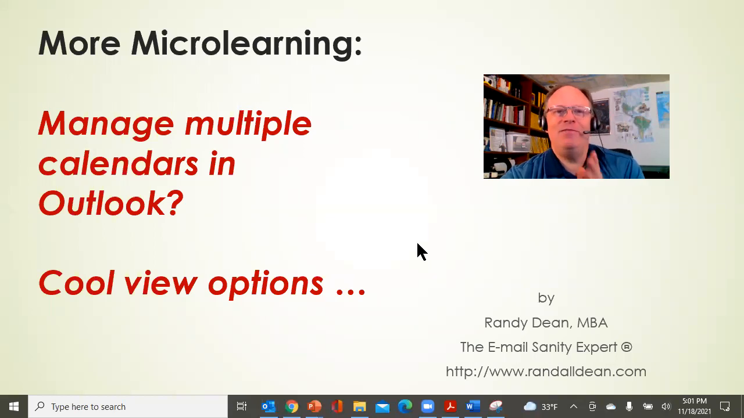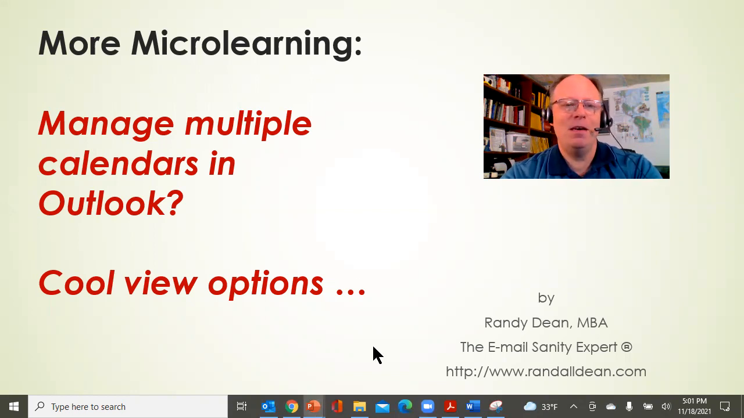Hey, in this microlearning video, I'm responding to a viewer question. Somebody sent me a note saying, hey, I'm using multiple calendars. I'm managing calendars across multiple people. Is there a way to see this all on one screen? I think there's actually two ways to see it all on one screen. So let's show you real quick.